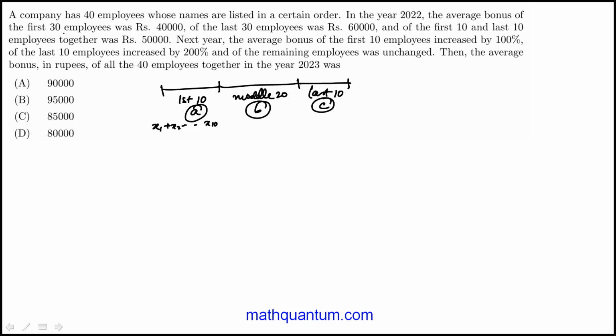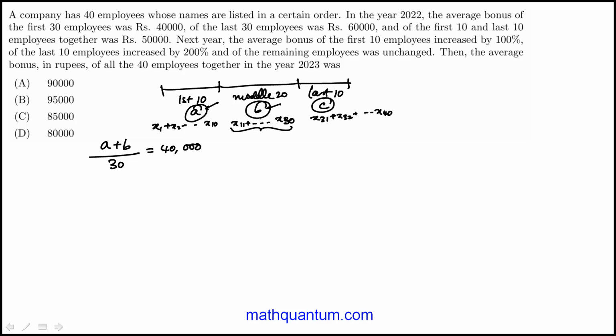So the average bonus of the first 30 employees, so that's going to be adding A plus B, because B is the sum from X11 to X30, because that's the middle 20 employees. And then the last 10 would be X31, X32 to X40. So we're adding A plus B, because that's for the first 30 employees, divided by 30, that's 40,000. So that's our first equation.